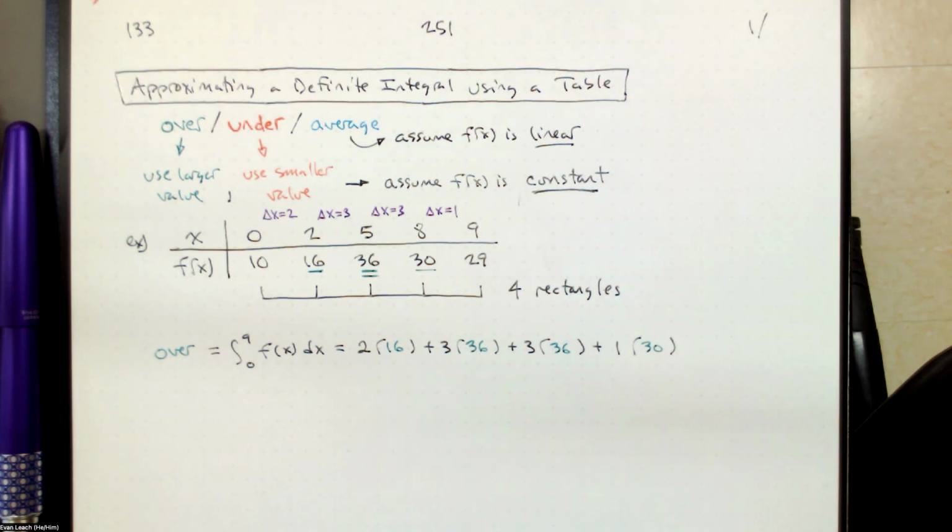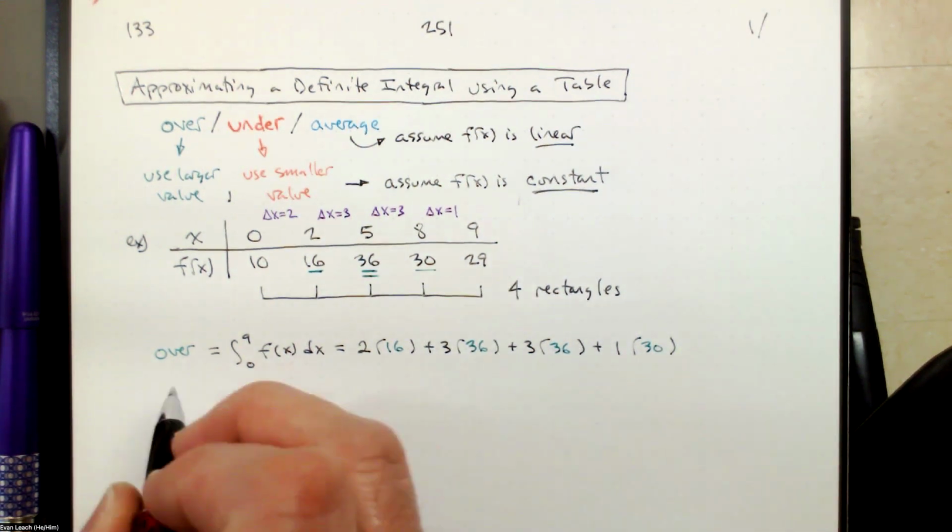This is going to give us an overestimate. We use the 36 twice because in 2 different rectangles, it was the largest value. So that's going to give us our overestimate. For our underestimate, we'll use the smallest value.